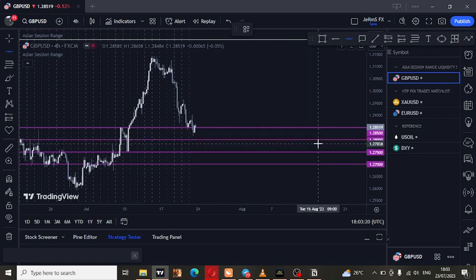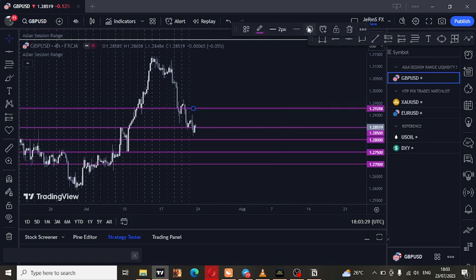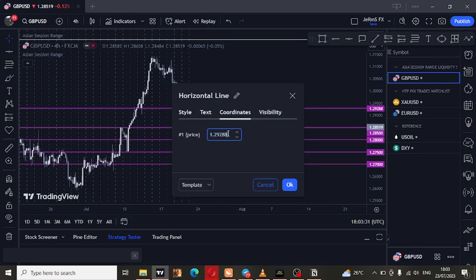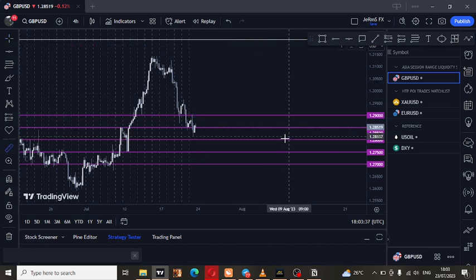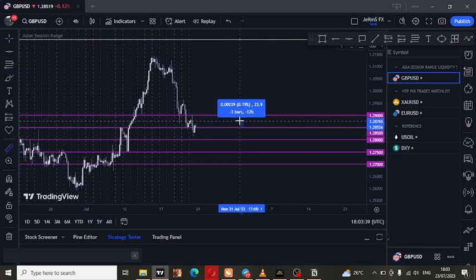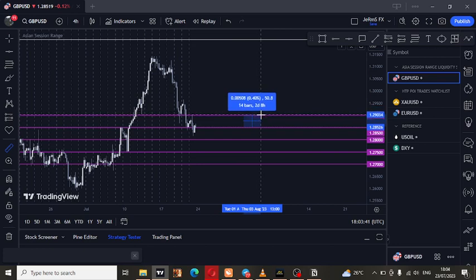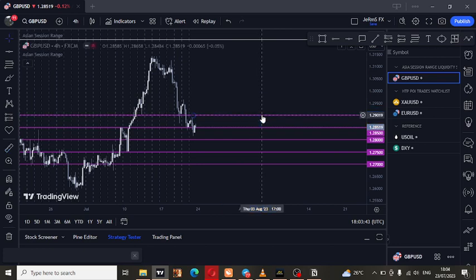An area of psychological level can also be 1.29 if I'm going up. So for 1.29, you just delete everything and make it 1.29. If you want to know whether it is correct or wrong, you measure from one psychological level to another. Looking at this, it is exactly 50. Then you know that you are correct.